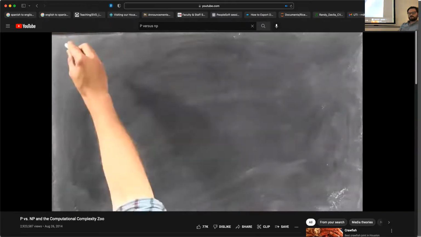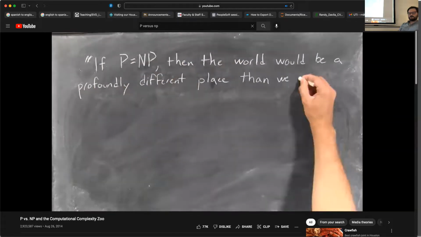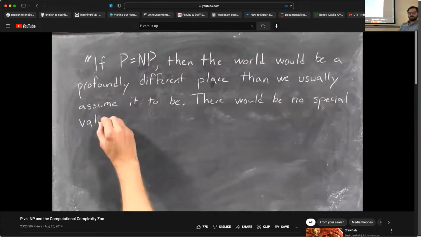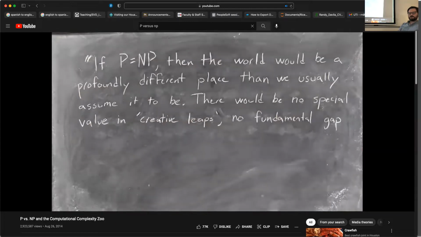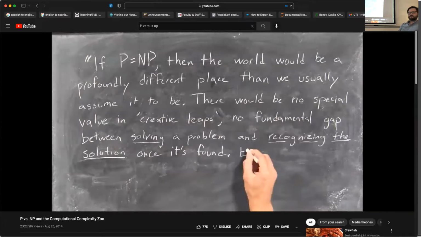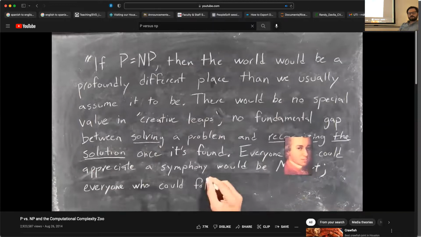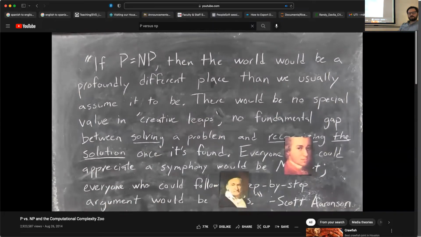If P were equal to NP, then the world would be a profoundly different place than we usually assume it to be. There would be no special value in creative leaps, no fundamental gap between solving a problem and recognizing the solution once it's found. Everyone who could appreciate a symphony would be Mozart. Everyone who could follow a step-by-step argument would be Gauss.